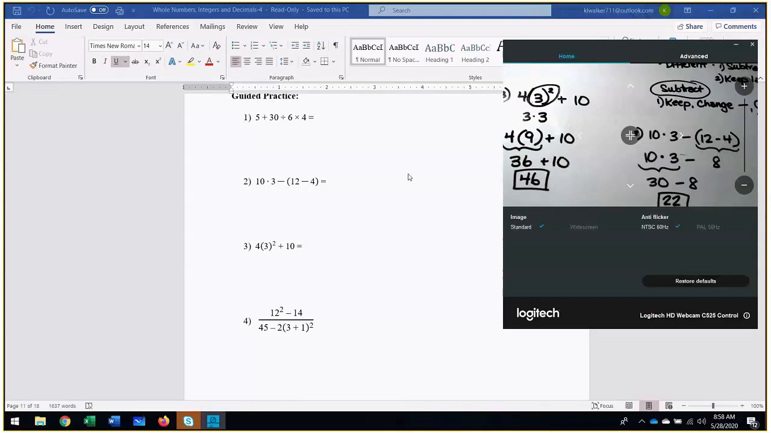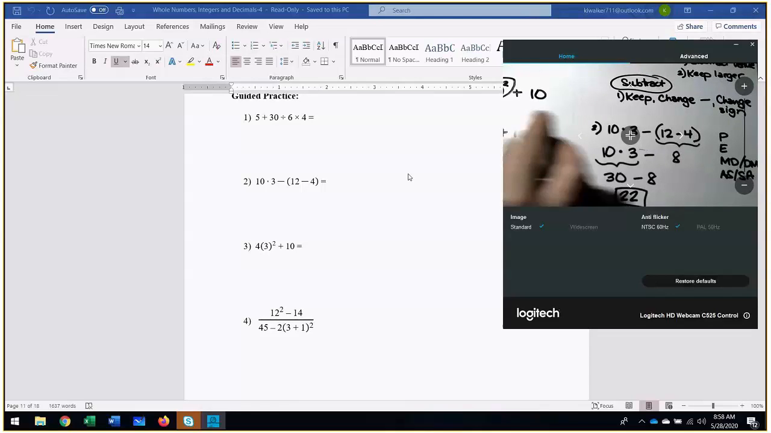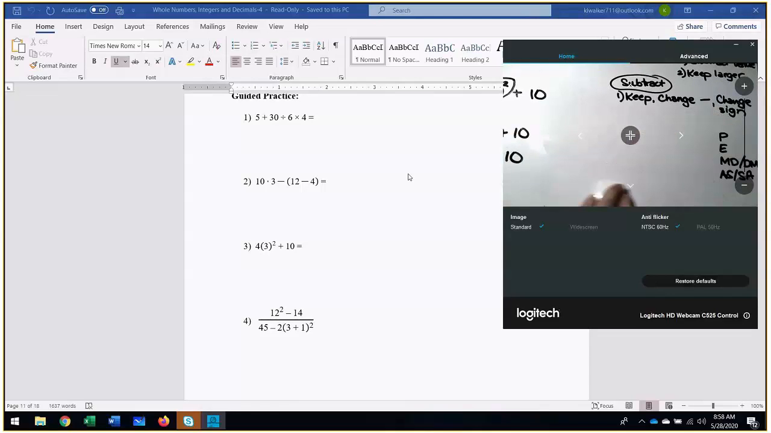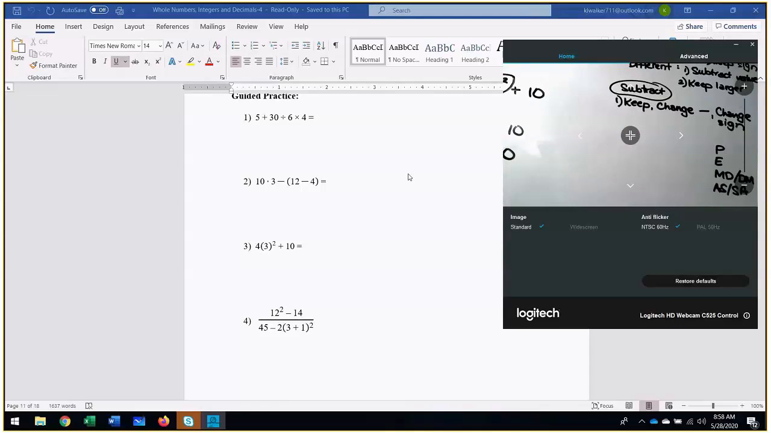Okay, and the last one looks like a mess. So we're going to pick it apart into 2 different little mini problems and put it together at the end.